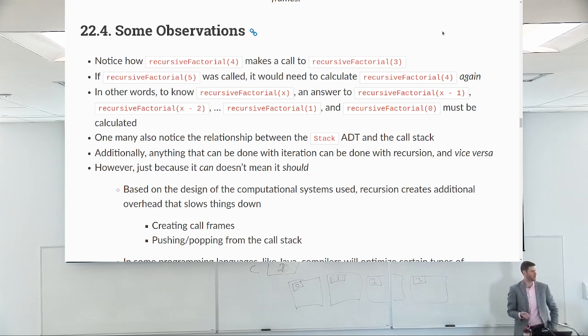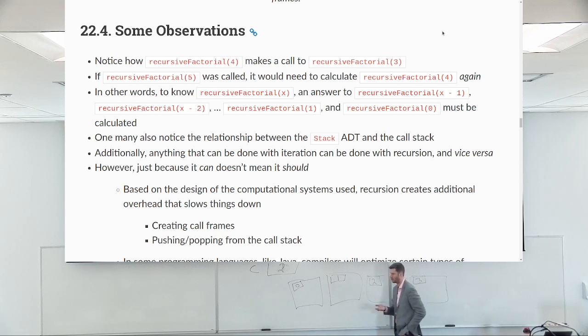And also notice the relationship between the stack abstract data type and the call stack, which I was hitting in the previous topic, but hopefully it's kind of clear at this point. Instead of pushing data onto the stack, we're pushing these call frames. The call frames are this bookkeeping for our method calls or function calls, whatever we're dealing with.